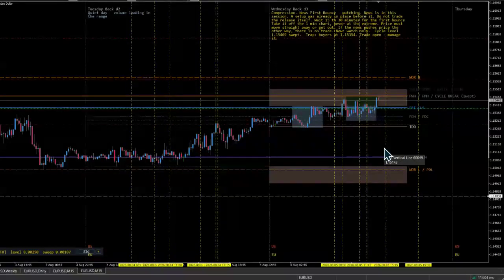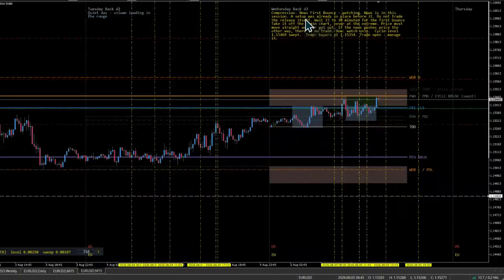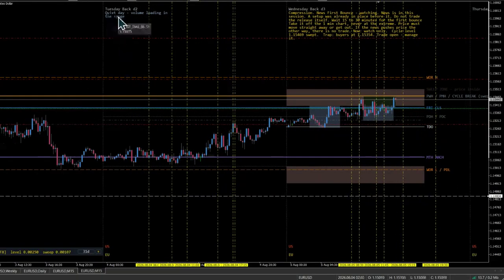So tight stop losses, and it's also telling me what's happening today, every day. For example, look, Tuesday, quiet day, volume loading in the range. So what does that tell you? It means that these guys are buying in this range. The volume is loading up. It's not looking like it's huge, but they're accumulating.